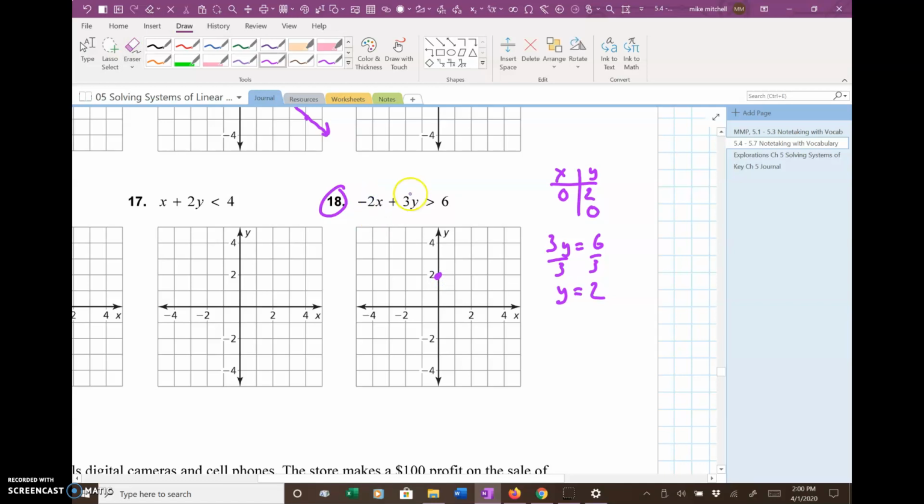If I make y 0, this would disappear. I'd just have negative 2x equals 6. Divide by negative 2, x equals negative 3. So that would be right there. And negative 3 over there. Okay, see the work here that I like to see too. Use that as an example. I expect to see that work. Now I've got this. There's no equal sign, so that's a dashed line. I put my line in.